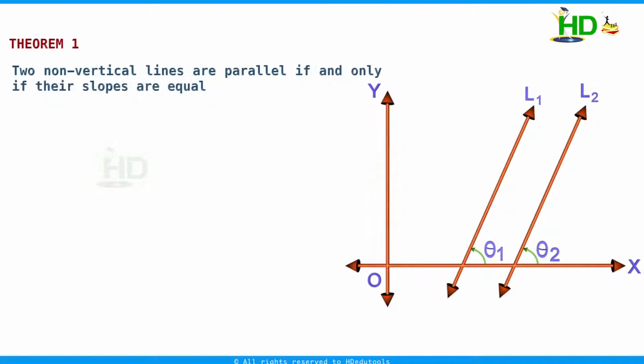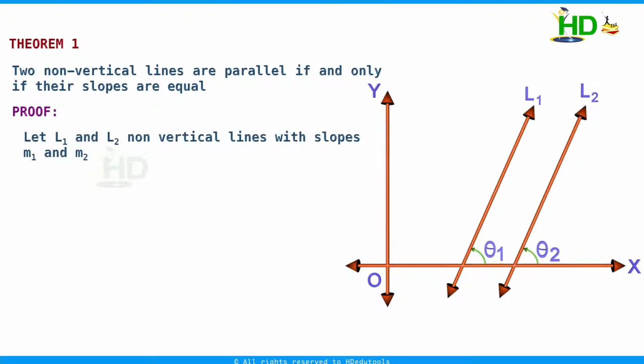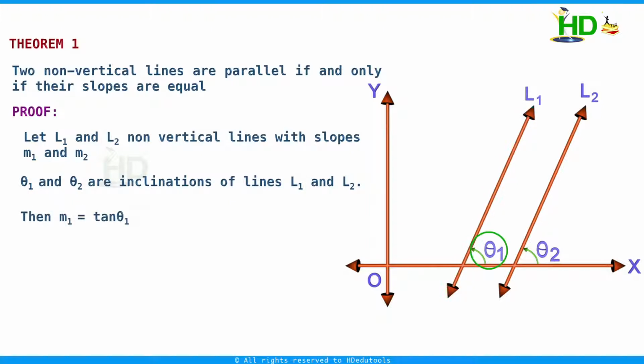We take a theorem related to the slope of straight lines. Two non-vertical lines are parallel if and only if their slopes are equal. We can prove this like this. Consider L1 and L2 to be two non-vertical lines with slopes m1 and m2 respectively. Let theta 1 and theta 2 be the inclinations of these lines. The slope of the first line is m1 = tan theta 1 and the slope of the second one is m2 = tan theta 2.